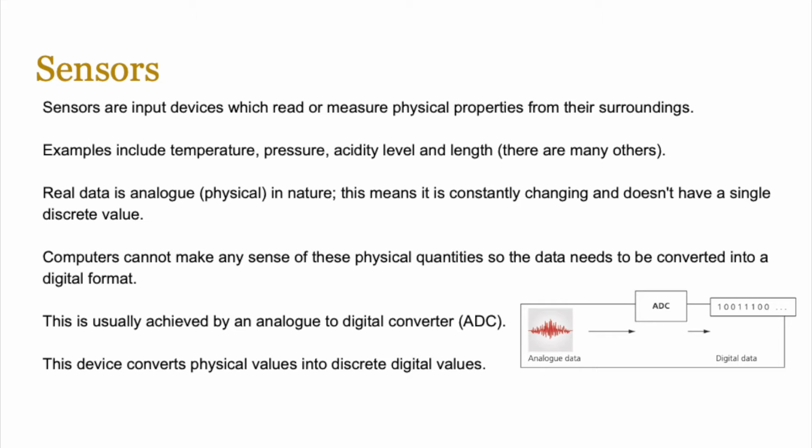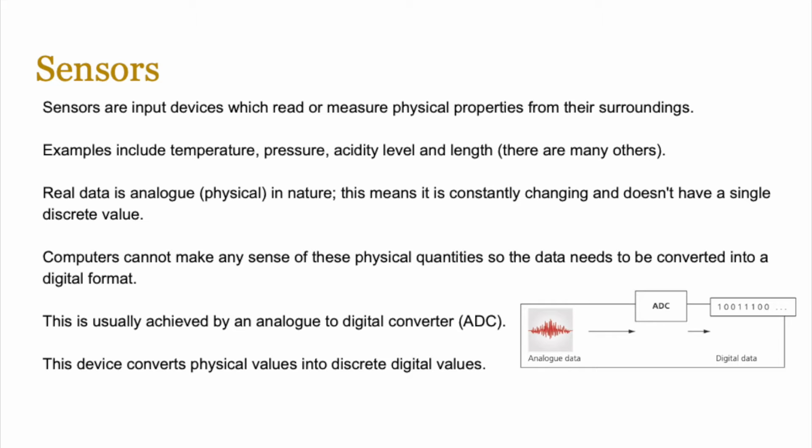Sensors are input devices which read or measure physical properties from their surroundings, so they read analog data. Examples include temperature, pressure, acidity level, length. There are many others out there. For example, you can measure light, you can measure proximity, and so on.